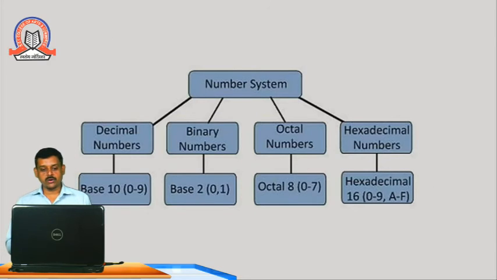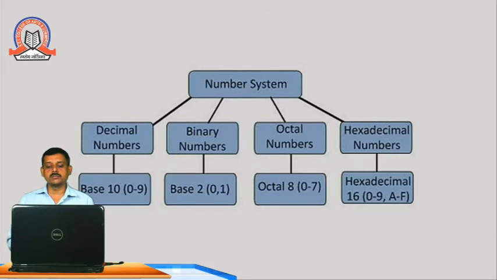There are different types of number systems. Today we are going to get an introduction to them: the decimal number system, binary numbers, octal numbers, and hexadecimal numbers. The decimal system has a base of 10, with digits from 0 to 9 and combinations of them, like 90, 91, 92. The binary system has a base of 2 and contains only two digits, 0 and 1. So it is a combination of zeros and ones, like 10010, which represents the number 18.